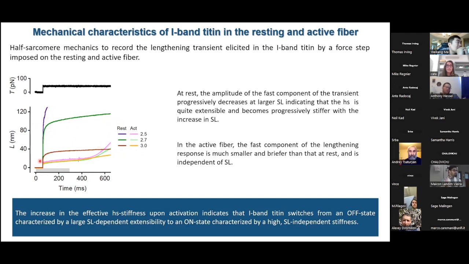On the other hand, in the active fiber, represented here by this light color, the first component of the transient is much smaller and briefer than at rest, but most importantly, is completely independent of the sarcomere length. So our first conclusion is that the increase in effective sarcomere stiffness upon activation indicates that the titin switches from an off state characterized by a large sarcomere length dependent extensibility to an on state characterized by a high sarcomere length independent stiffness.